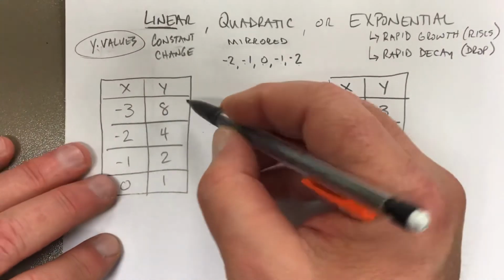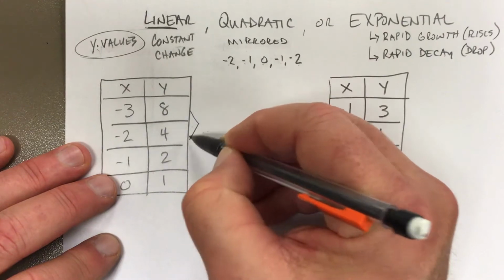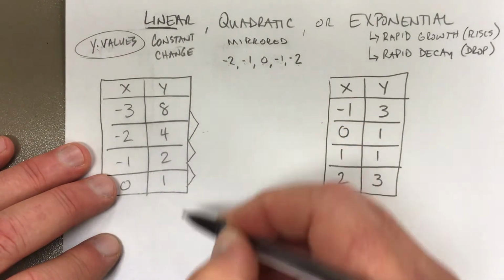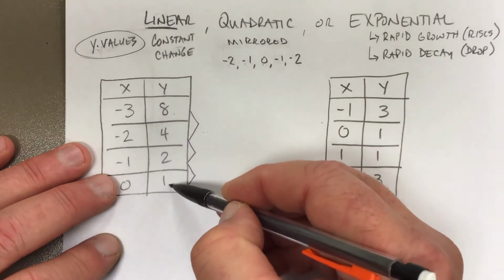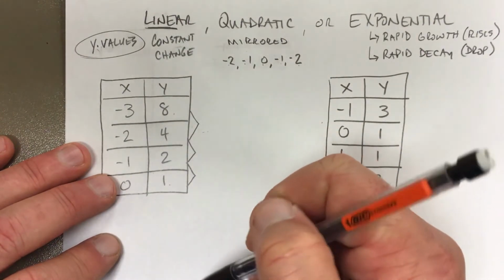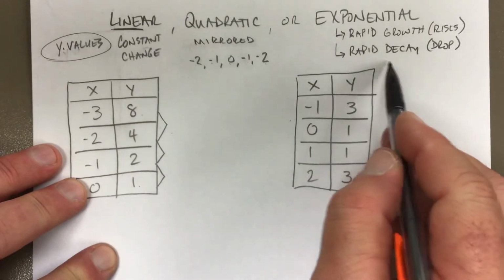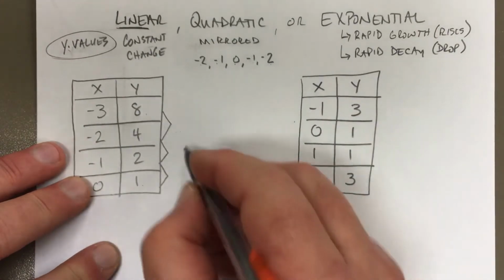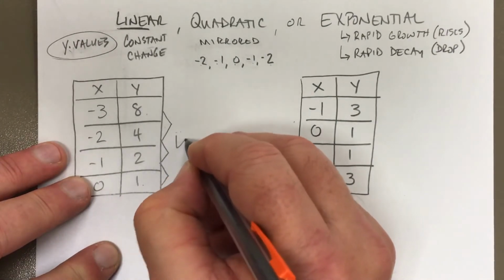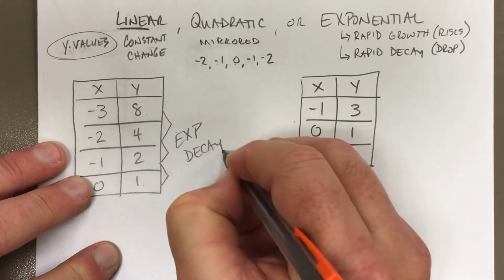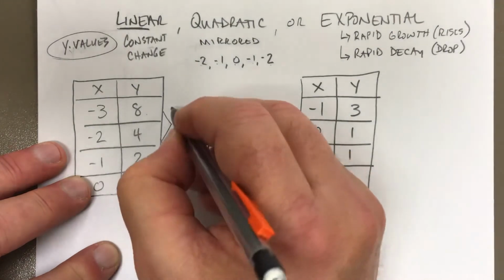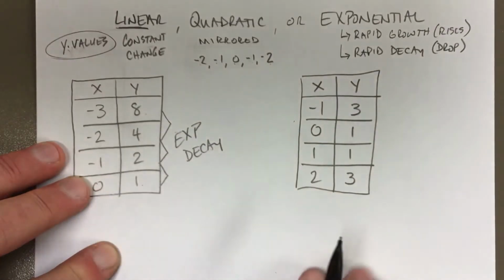So here are my y values. It goes from 8 down to 4, down to 2, down to 1. At one point we were at 8, and 3 moves later we're down to 1. That looks like a pretty rapid decay, so this would be exponential decay, because it's a rapid decline.